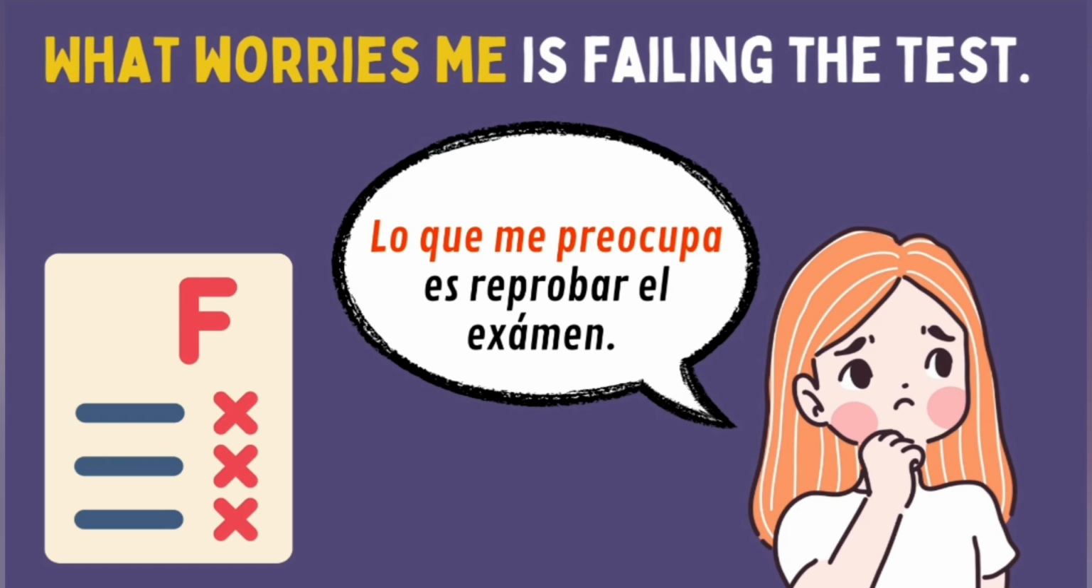And now, as you can see, this sentence is showing how you feel about something, okay? You're showing that you're worried about failing the test, okay? So if you want to show how you feel about something, then you have to use the word what worries me, lo que me preocupa, in this case, in this sentence, okay?